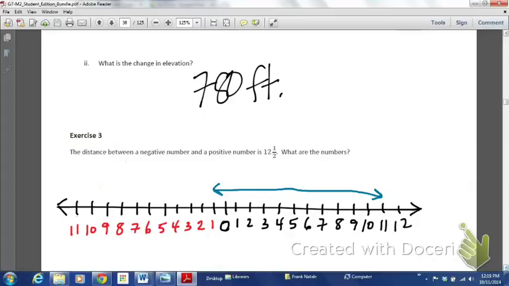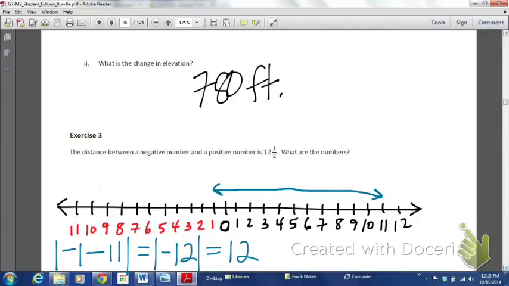And if I look at that in terms of a formula, I went from negative 1, and I'm going to the right, so I'm finding distance. So I go the absolute value of negative 1 minus 11, and that's going to equal the absolute value of negative 12, which of course is 12, and I can see that I have gone 12 units. 1, 2, 3, 4, 5, 6, 7, 8, 9, 10, 11, 12.